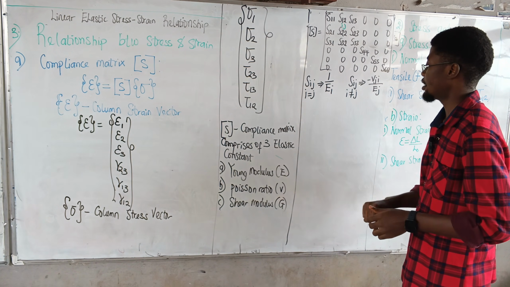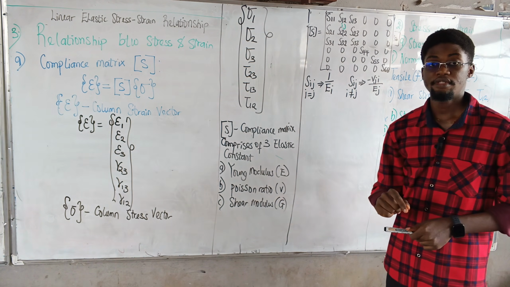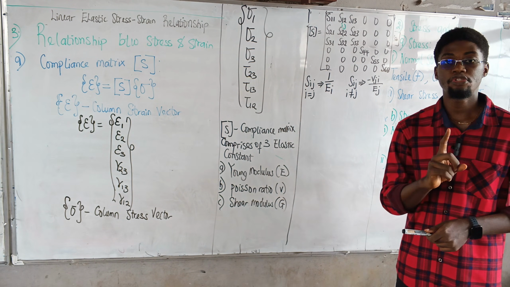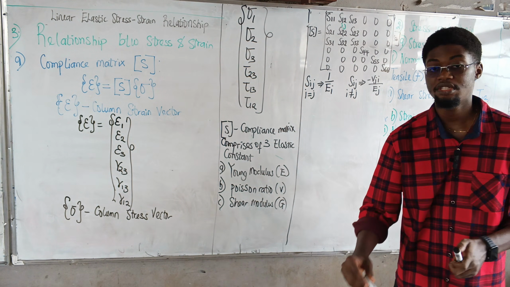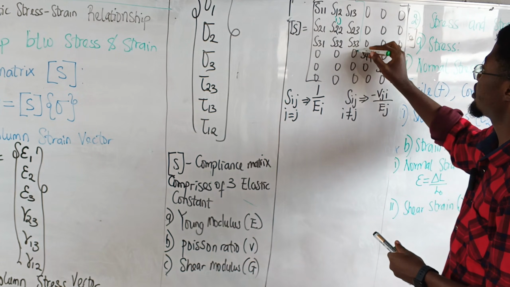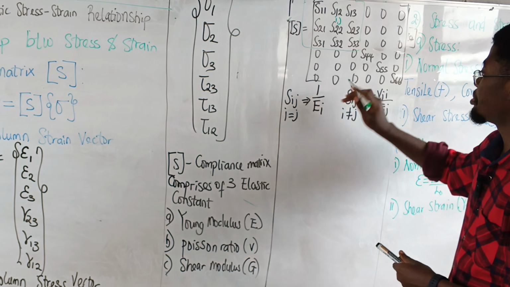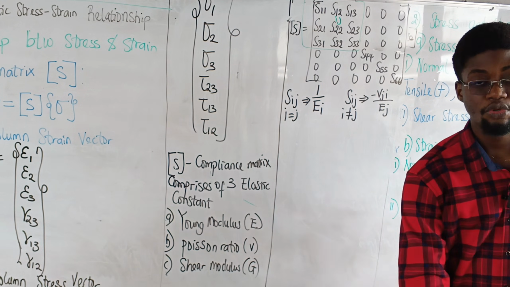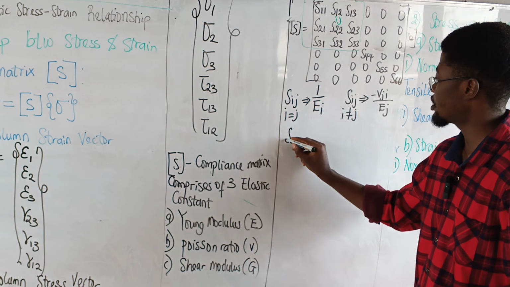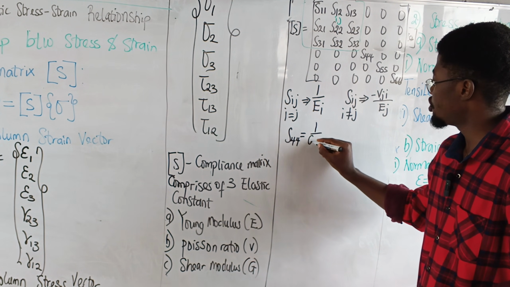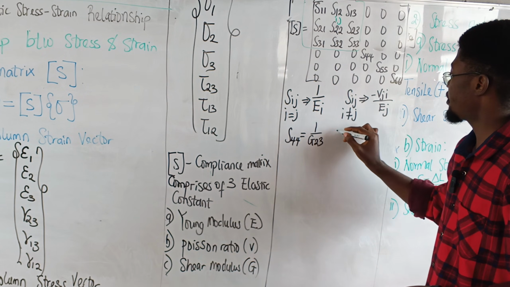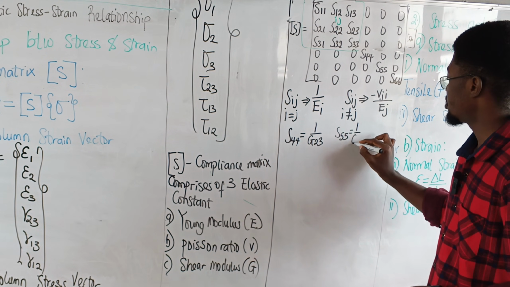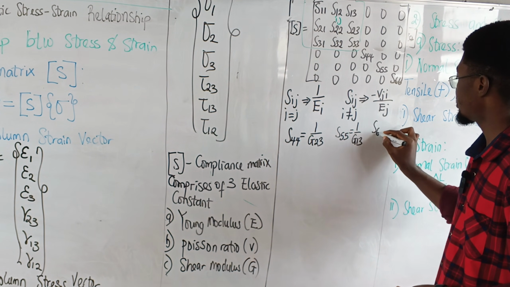So let me rewrite it now that we have gotten a hang of it. The only exception to this rule is everything that is not here. Now this S11 to S33 belongs to this rule, but S44, S55 and S66 are unique. So for S44 our formula is actually 1 over G23. For S55 it is what? 1 over G13.